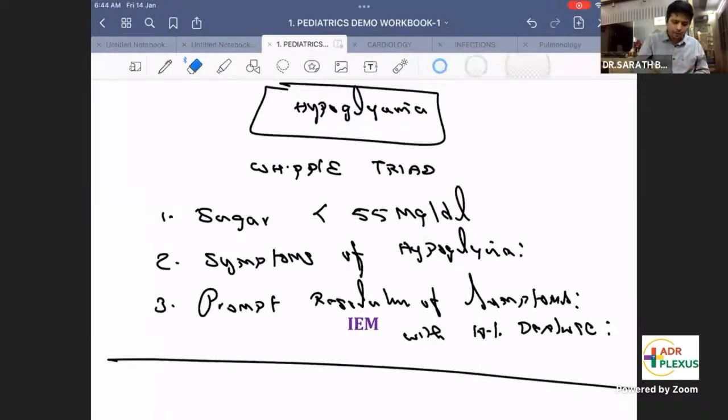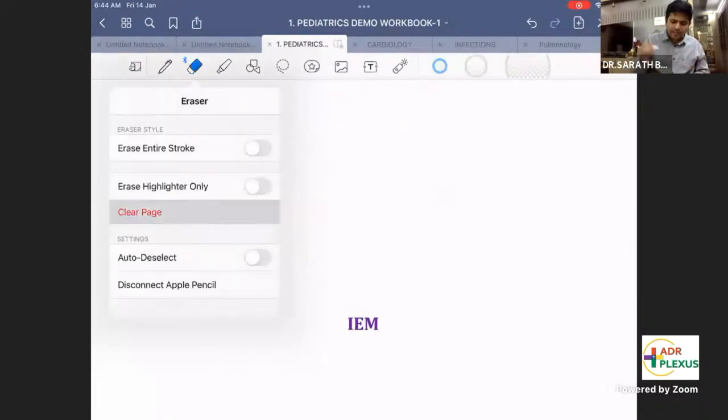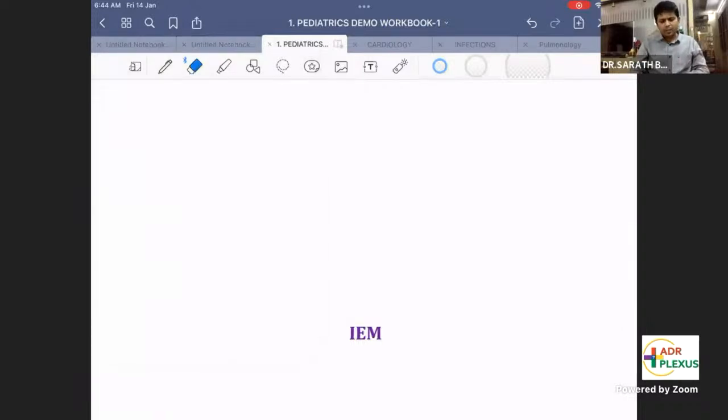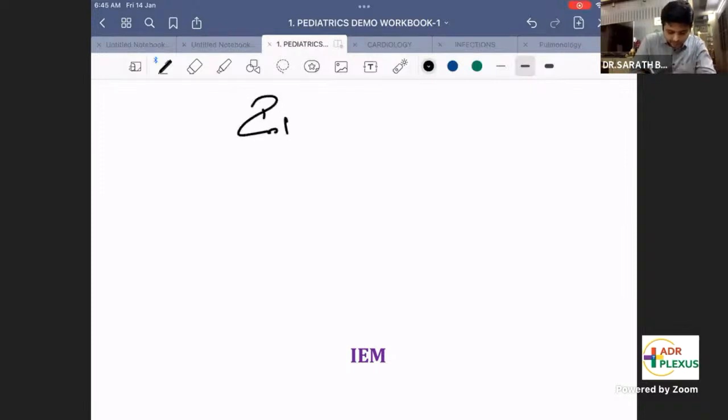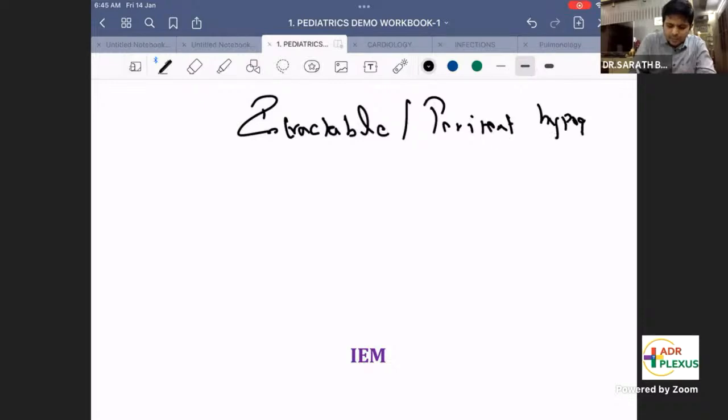Okay, done. Now, sir, whenever I see a case of hypoglycemia, do I need to think in terms of inborn errors of metabolism always? No, the answer is no. It was explained in our discussion that it is intractable hypoglycemia, not just a single episode of hypoglycemia. That is intractable or persistent hypoglycemia. Sir, when should I say an intractable or persistent hypoglycemia?